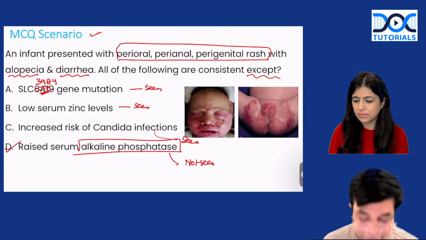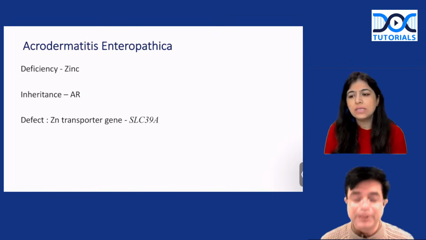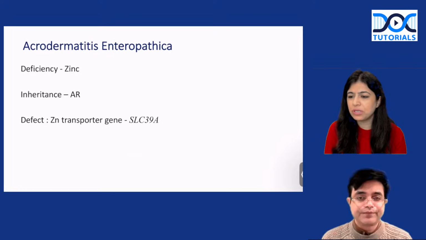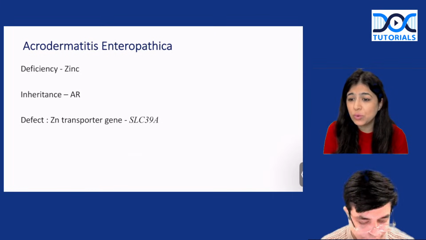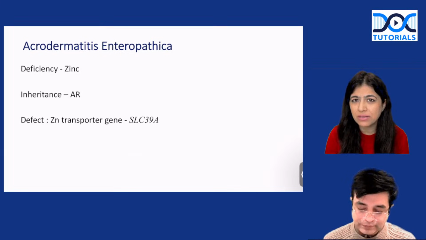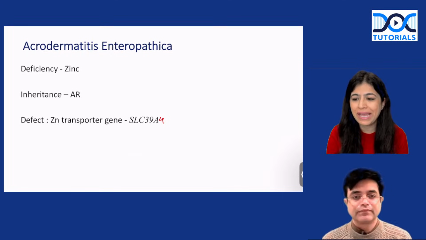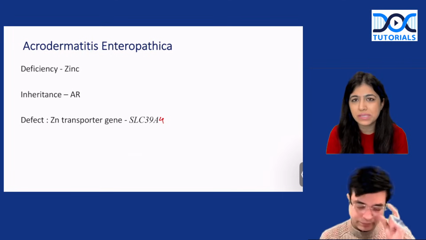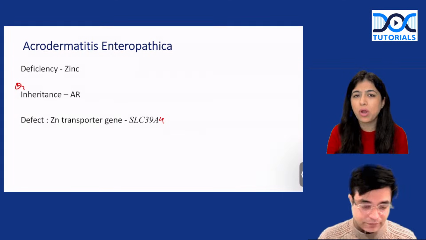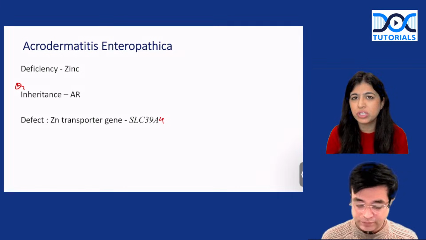Ma'am, let's do a quick review of the topic. Acrodermatitis enteropathica is due to deficiency of zinc. It is an autosomal recessive inherited disorder. Very important to remember the inheritance. It is autosomal recessive. Plus, the problem here is difficulty in intestinal absorption of zinc.